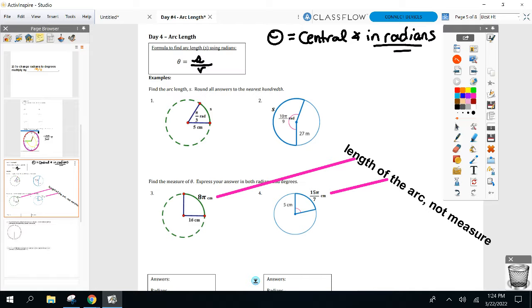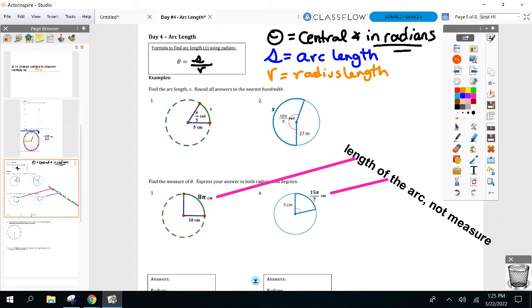All right, what are the other parts mean here? S, ready? S is your arc length. R is, any guesses? Radius length. There you go. Again, how to find arc length if your angle's in radians. If it's in degrees, you know the formula already from day 2.